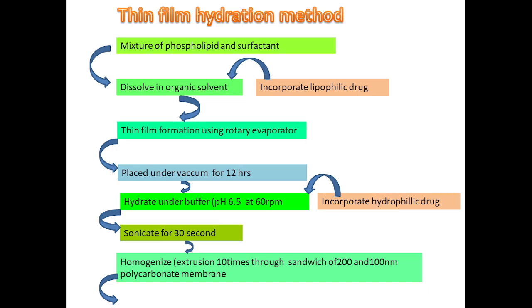Now hydrate that film which is formed and adhered to the wall of the flask using buffer, and the pH is maintained at 6.5. At that time the hydrophilic drug is incorporated. Now sonicate it for 30 seconds, and the final step is homogenization and extrusion through polycarbonate membrane, which results in formation of transferosome. This is the thin film hydration method which is used to prepare transferosomes.